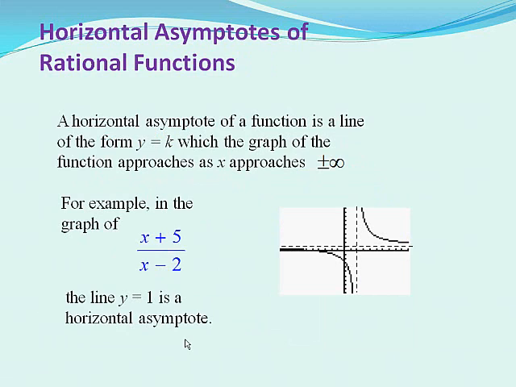Horizontal asymptotes of rational functions. A horizontal asymptote of a function is a line of the form y is equal to k, which the graph of the function approaches as x approaches plus or minus infinity. For example, in the graph of x plus 5 divided by x minus 2, the line y is equal to 1 is a horizontal asymptote.